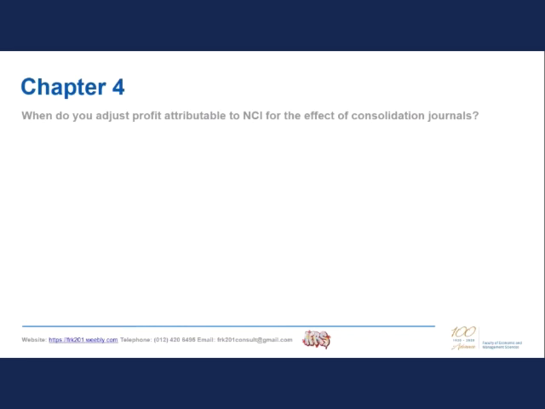when deciding whether you should adjust profit attributable to NCI for the effect of consolidation journal entries, the following thought process should be followed. The first question to ask is, does the consolidation journal have a net effect on the group's profit? In other words, would the group's profit change after you've processed the consolidation journal entry?